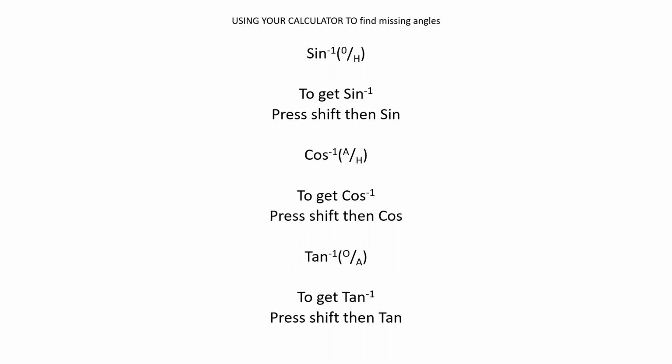Just a quick note, to get sine to the minus 1, we've got to press shift then sine. Cos to the minus 1, press shift then cos. To get tan to the minus 1, we have to press shift then tan.